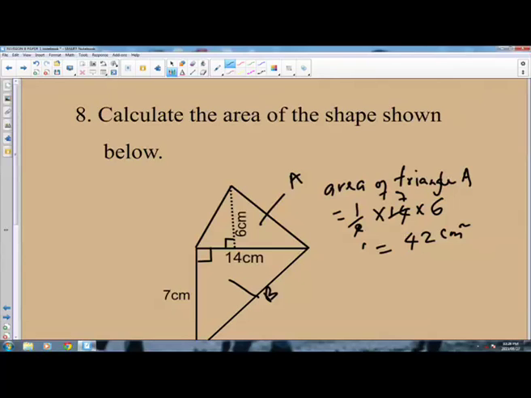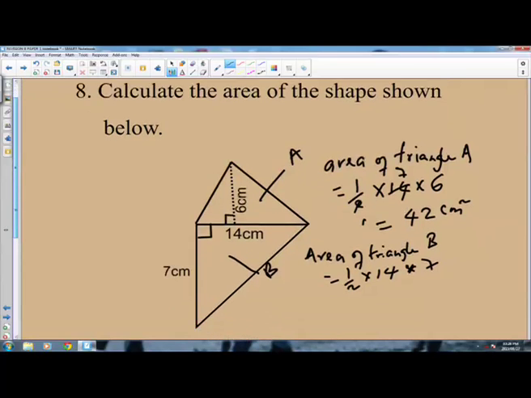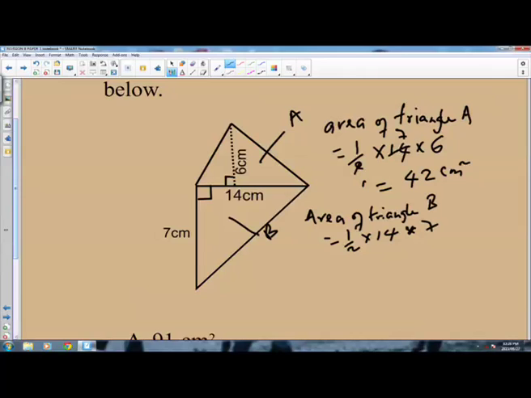And then what about the area of triangle B? The area of triangle B will be equal to half the base times the height. So we can take the base also to be 14. So it's half times 14. And remember, the base and the height should be perpendicular. So it's half times 14 times 7. And then what is half times 14 times 7? 2 into 14 is 7. And then 7 times 7 is 49.